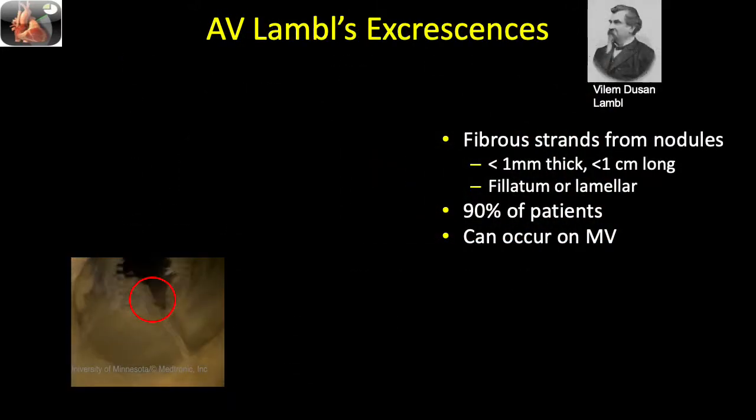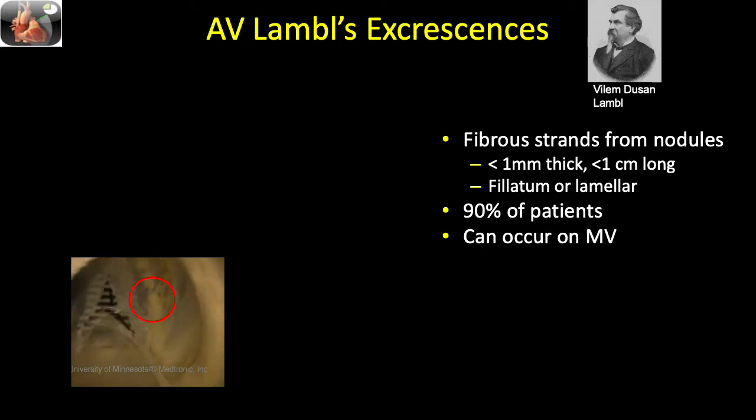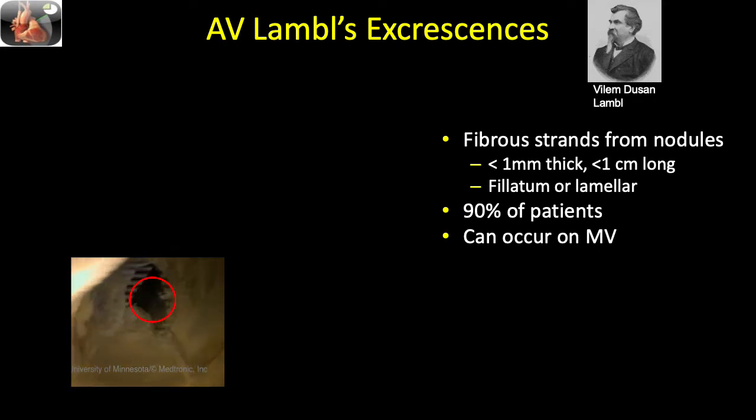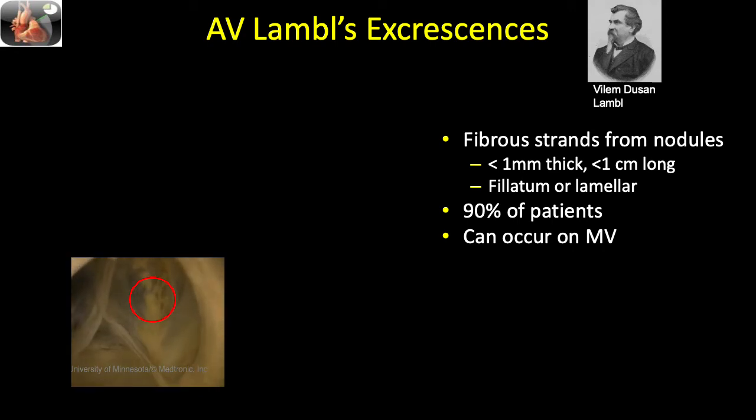Lambl's excrescences are fine strands on valves composed of acellular connective tissue cores and elastic fibers. The filamentous lesions are degenerative changes that occur in 90% of the population on the mitral valve and aortic valve arising from the nodules of Arantius.